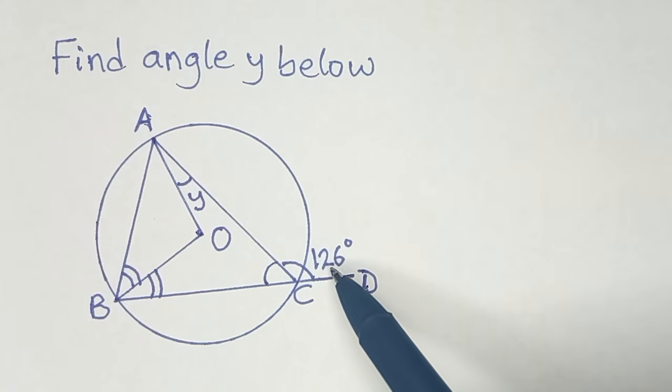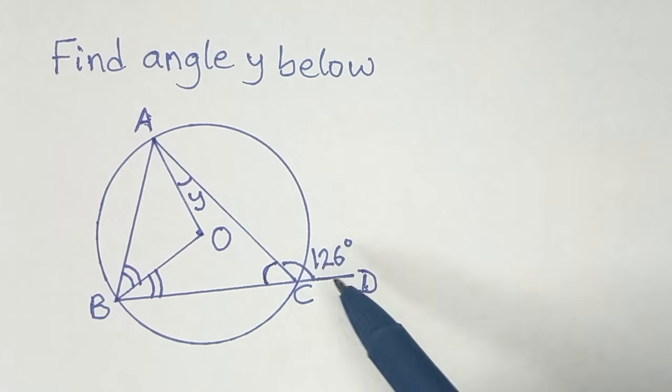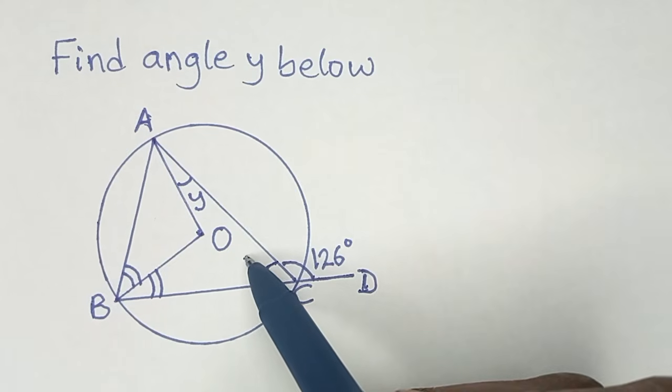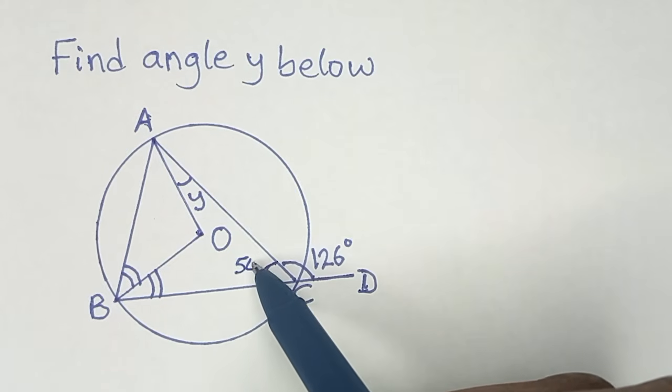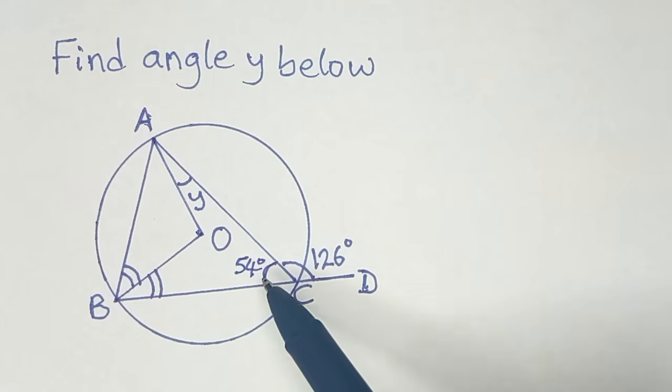So if this is 126, then to get this other angle here, we're going to say 180 minus 126. And that will give us 54 degrees. So this angle is 54 degrees.